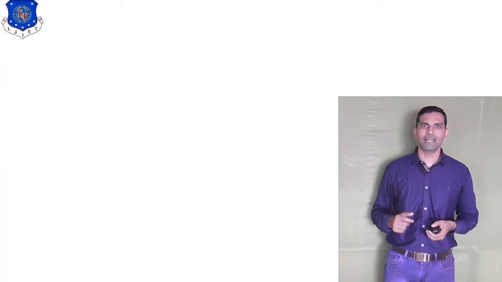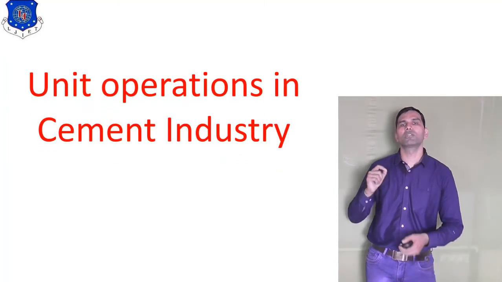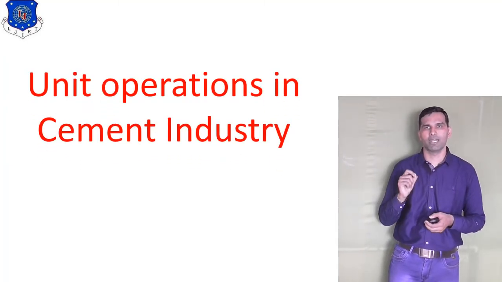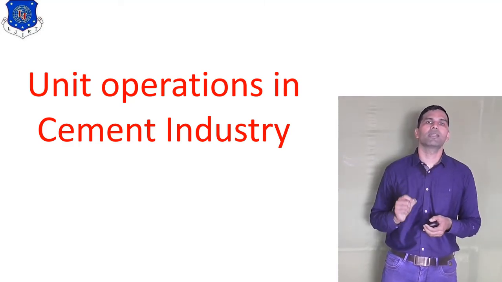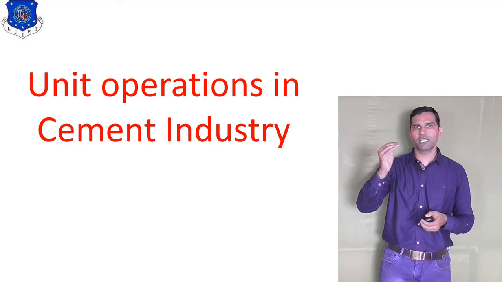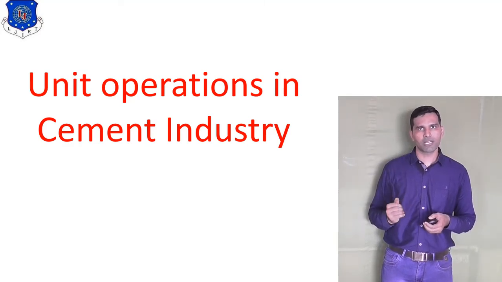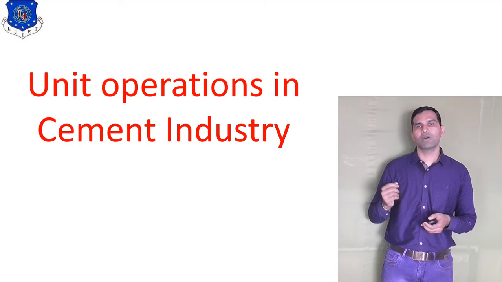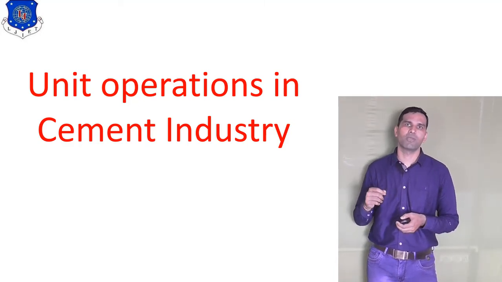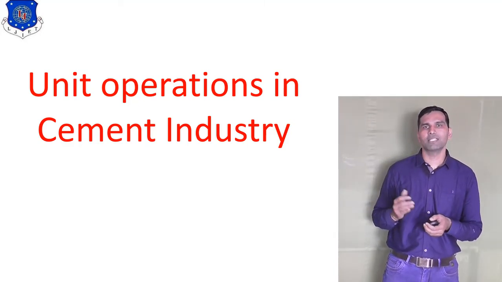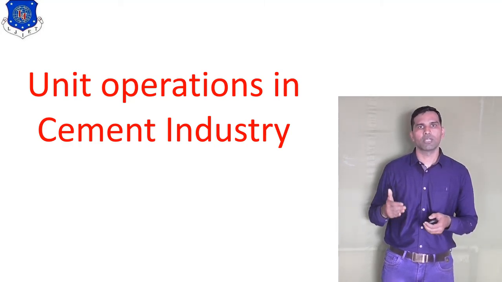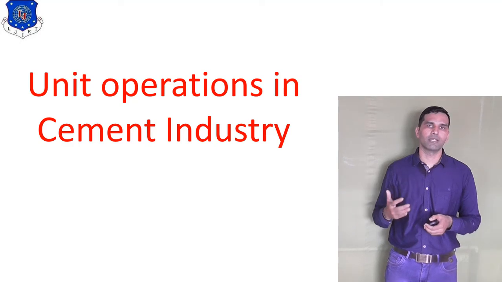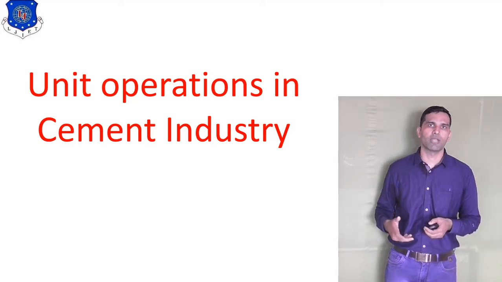So in this lecture we discussed the unit operations in the cement industry. Mainly, unit operations in the cement industry are divided into 6 phases. We discussed all the phases one by one, and the last one is the packaging and shipping process. So these are the steps used in the cement manufacturing industry to produce cement.